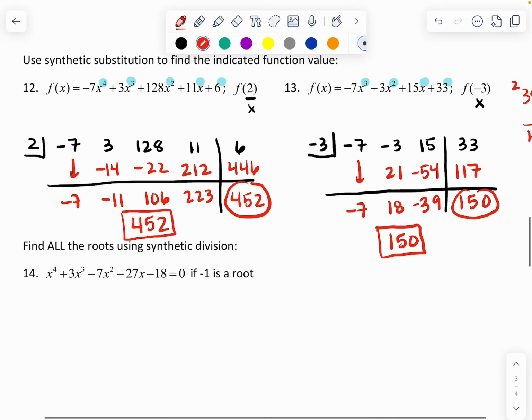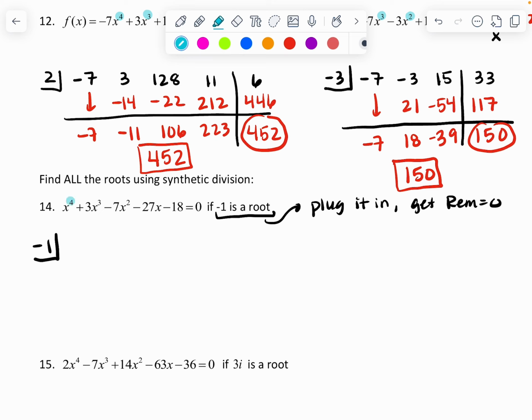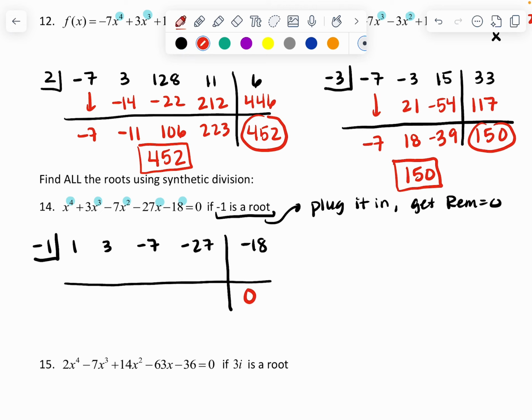All right, find all the roots using synthetic division if -1 is a root. So if they tell you that -1 is a root, what does that mean? That means when you plug it in, you get remainder equal to 0. Okay, so let's see if that works. So I'm going to go ahead and plug that in. Put the -1 in there. Let's double check we make sure we have everything. 4, 3, 2, 1, 0. So we're good to go there. So we've got a leading coefficient of 1, a 3, a -7, a -27, and a -18. And the remainder better be a big fat 0. If it's not, then I'm doing something wrong.